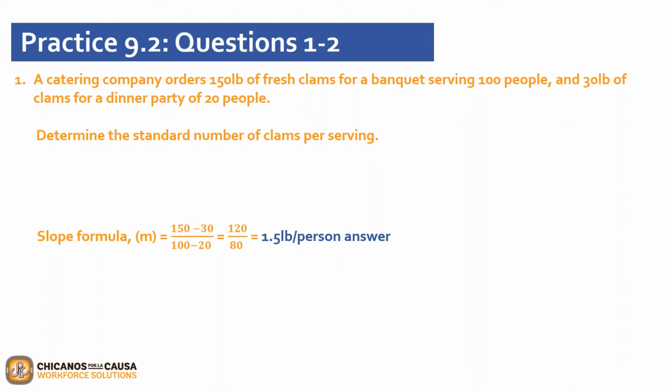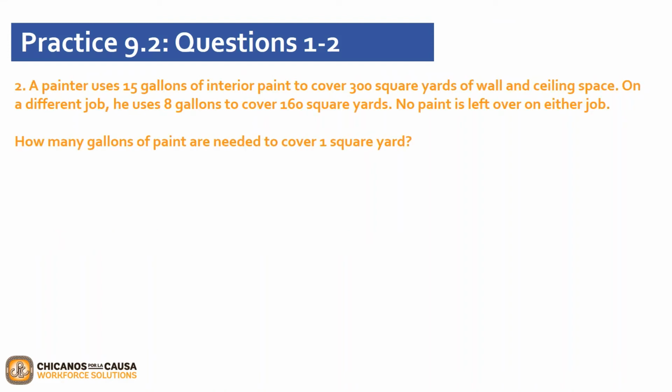Question 2. A painter uses 15 gallons of interior paint to cover 300 square yards of wall and ceiling space. On a different job, he uses 8 gallons to cover 160 square yards. No paint is left over on either job. How many gallons of paint are needed to cover 1 square yard?